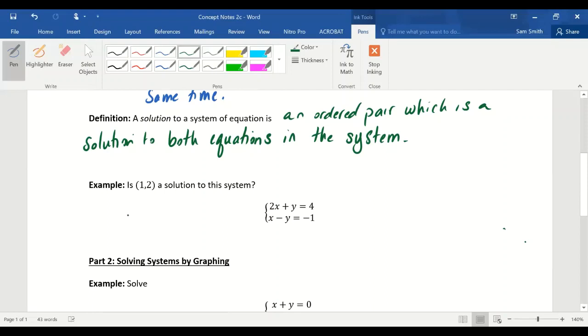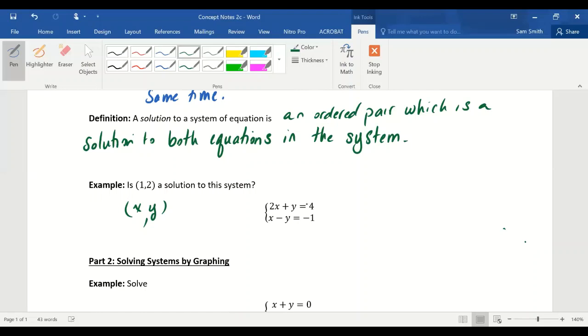They give me the ordered pair 1, 2. Now pause for a minute. Remind yourself, in 1, 2, which number is x and which number represents y? Remember that the x coordinate is always the first in the pair, and the y coordinate is always the second. So x represents 1 and y is 2.